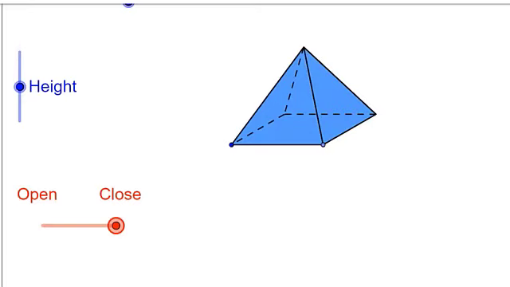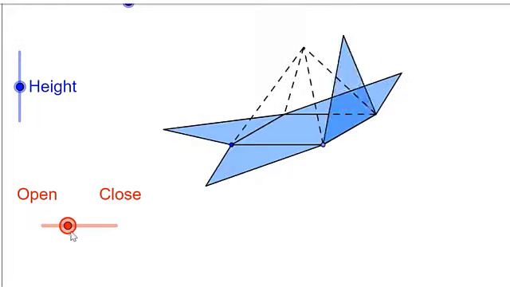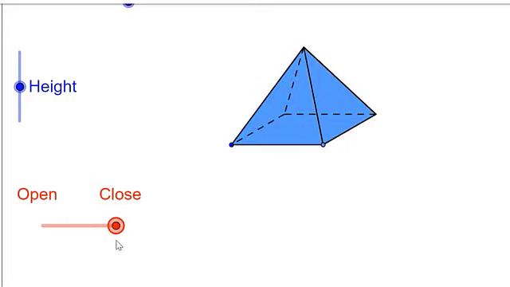The next solid is the square based pyramid. Now we will see the square based pyramid. Let's count the number of faces. 1, 2, 3, 4, 5. So the number of faces of the square based pyramid is 5 faces.